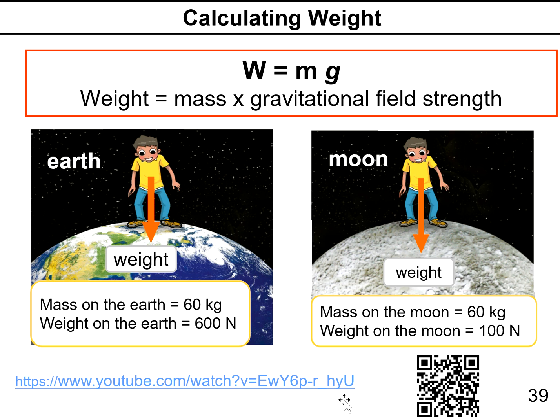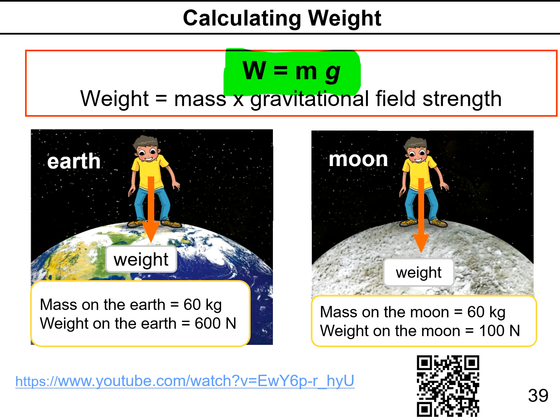So let's take a look. This is the formula that you have to be very familiar with: W equals mg. This is a very important formula. If you're going to do upper secondary physics, you will see this again in a lot of chapters. You'll be using this. So W equals mg.